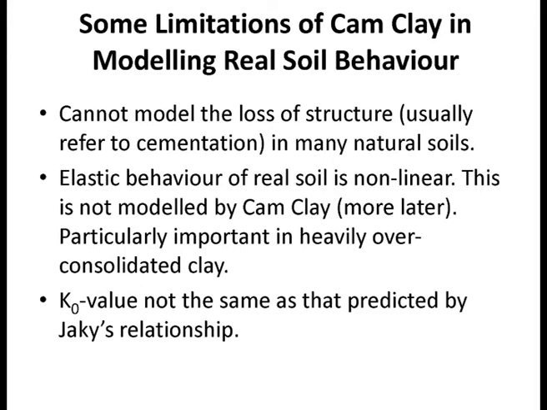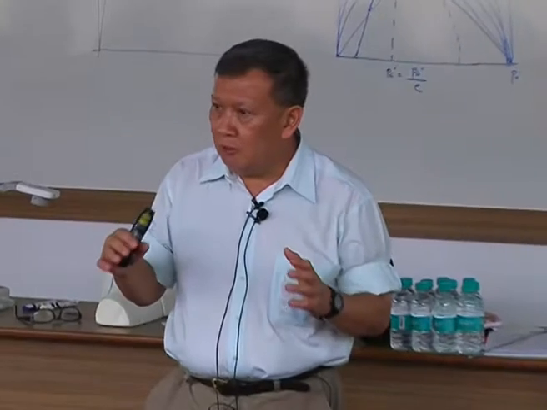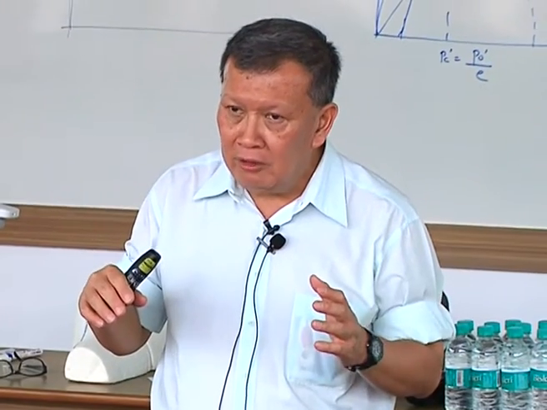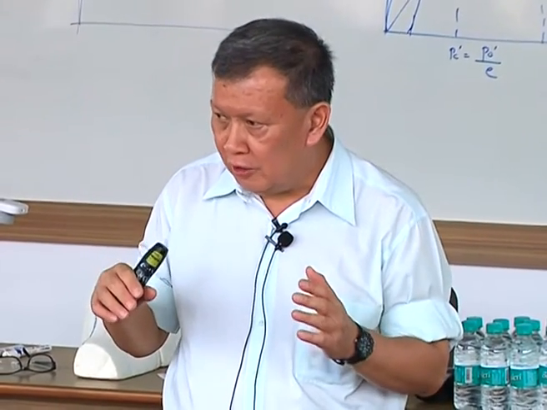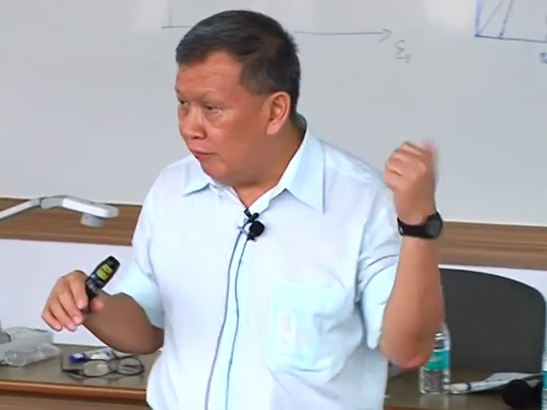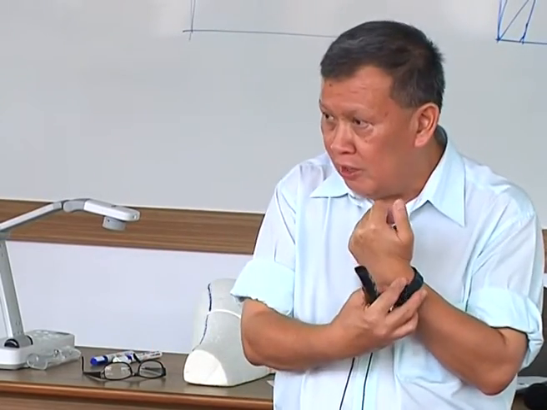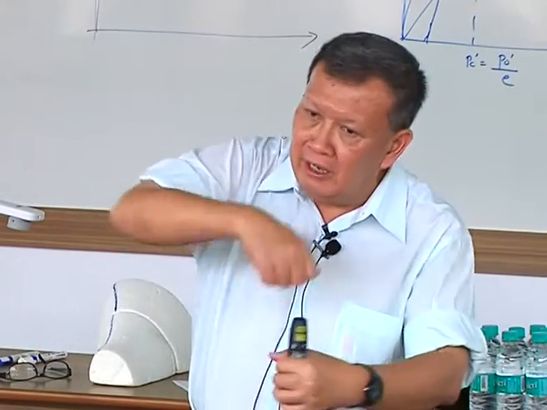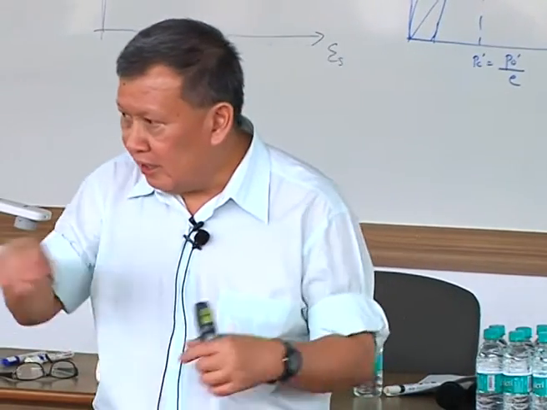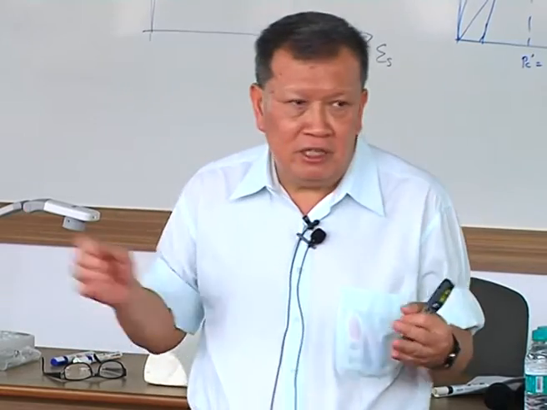Firstly, it cannot model the loss of structure in many natural soils. Usually we refer to cementation. Now, the Cam clay class of model, and in fact I think that also includes the Plaxis hardening model and the Plaxis soft soil model, is not meant for cemented soil or structured soil. They are meant for, in a sense, remolded soil. In fact, the early Cam clay models were all done for remolded soil because you keep kaolin powder come in and they mix it up in big pots of water and things. And so it's all remolded. There's no such thing as natural structure.